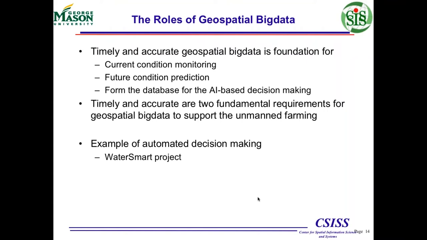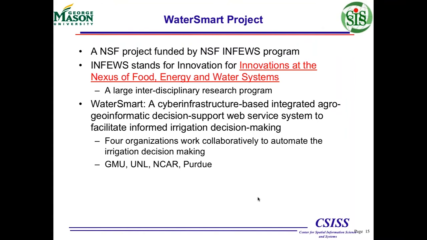We have a project going on funded by the National Science Foundation called Smart. This project does automated irrigation decision making based on geospatial data and machine learning technology. And we have a team from GMU, Nebraska, UCA, INCA, and Purdue working on the project.